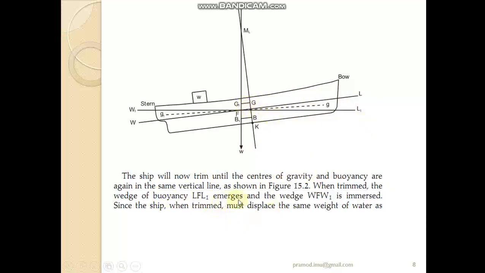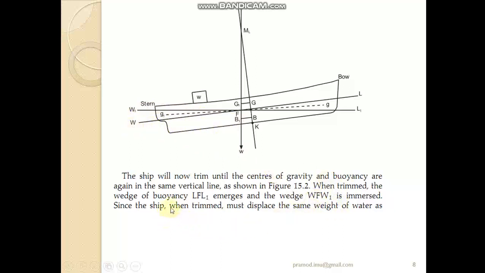So when the ship is in trim condition, the wedge of buoyancy LFL1 emerges, and the wedge WFW1, that is this wedge, which is nothing but the triangular portion, is immersed. So you can see in this new arrangement where WL shifts to W1L1, your triangle or wedge LFL1 comes out of water, whereas the wedge or triangle WFW1 goes underwater.